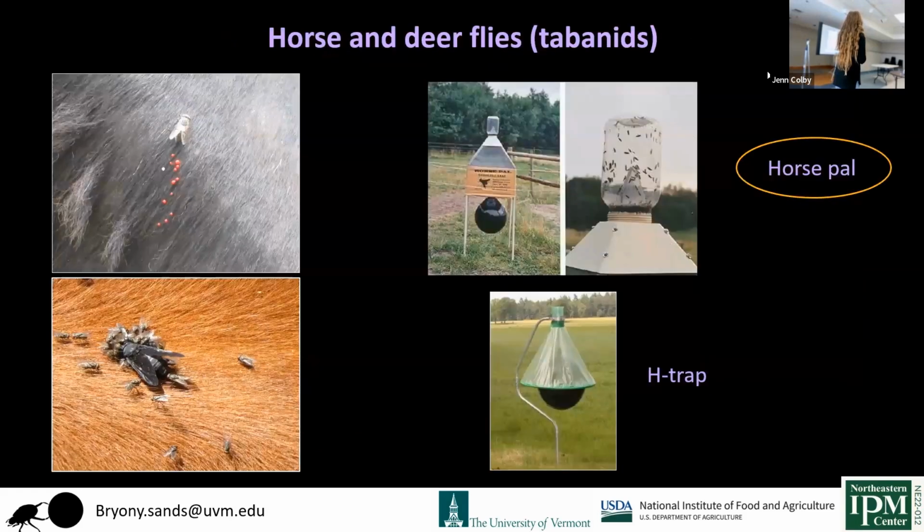Horse and deer flies can be very nasty as well. They have primitive mouthparts that sort of slash the skin and lap the blood up, and you can see the spilt blood there. So they can really bother animals. And we did a mini study comparing some of these traps, and we found that the Horse Pal was a really good, inexpensive, no mess, easy to move around trap that worked really well.